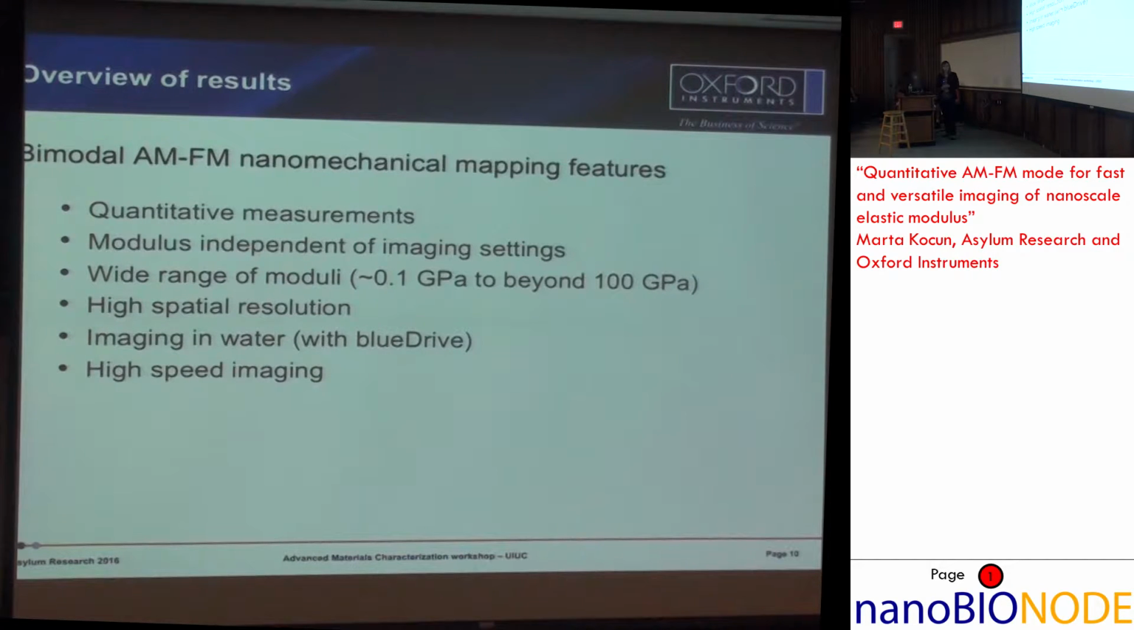All right, so I'll jump into the results section. I'll show you some results that we got in the last months. I'll show you some proof that we think that our measurements are quantitative. We did some experiments to show that the settings don't change the modulus, which is what you're expecting. There's a wide range of moduli that can be probed, and we have high spatial resolution as well as some experiments in liquid.